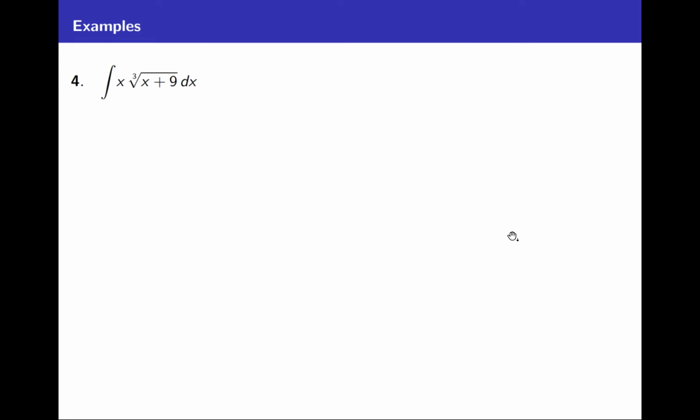Here's another example. The integral of x times the cube root of the quantity x plus 9 dx. Now, when you're doing these problems, you usually want to think about converting radicals to powers, because we do, of course, have the power rule for integration that we like to exploit as often as we can. So maybe you write this as the integral of x times the quantity x plus 9 to the power of 1/3.